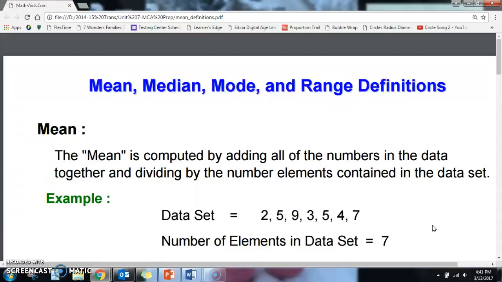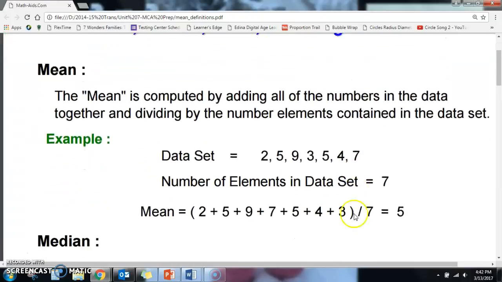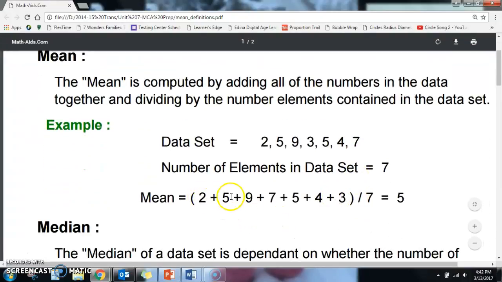doing the same thing. So the mean is computed by adding all the numbers together and then dividing by how many numbers there are. So if you take a look at this example, we have these numbers listed here, 2, 5, 9, 3, 5, 4, 7. Okay, so there are 7 numbers there. So the first thing that we're going to want to do is add all of those numbers together. So you can see that right here, 2 plus 5 plus 9 plus 7 plus 5 plus 4 plus 3.